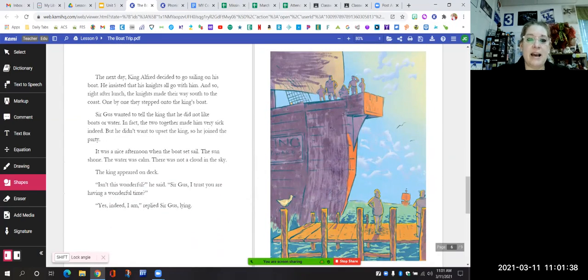The next day, King Alfred decided to go sailing on his boat. He insisted that his knights all go with him. And so, right after lunch, the knights made their way south to the coast. One by one, they stepped onto the king's boat. Sir Gus wanted to tell the king that he did not like boats or water. In fact, the two together made him very sick indeed, but he didn't want to upset the king, so he joined the party.